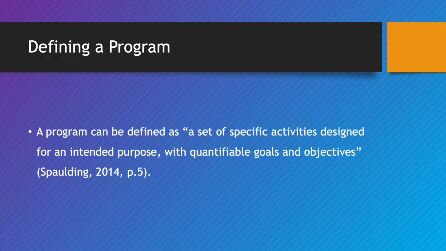How can we define a program? I discovered the definition through a book called Program Evaluation and Practice: Core Concepts and Examples for Discussion and Analysis. Within this book, it provided a definition of a set of specific activities designed for an intended purpose with quantifiable goals and objectives.